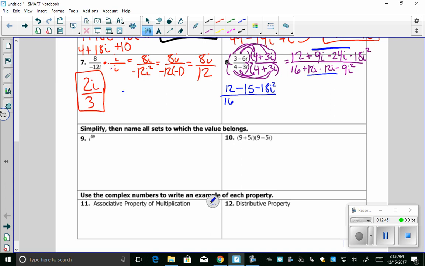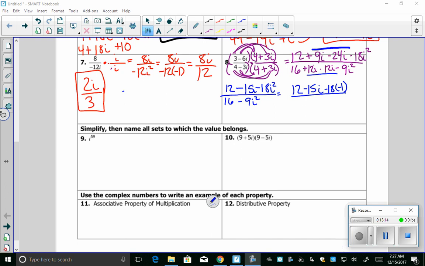Positive 12i minus 12i is just going to cancel out, so I'm going to be left with minus 9i squared. Substitute negative 1 in for the i squared. And I forgot my i right here. That should be negative 15i. So 12 minus 15i minus 18 times negative 1, over.